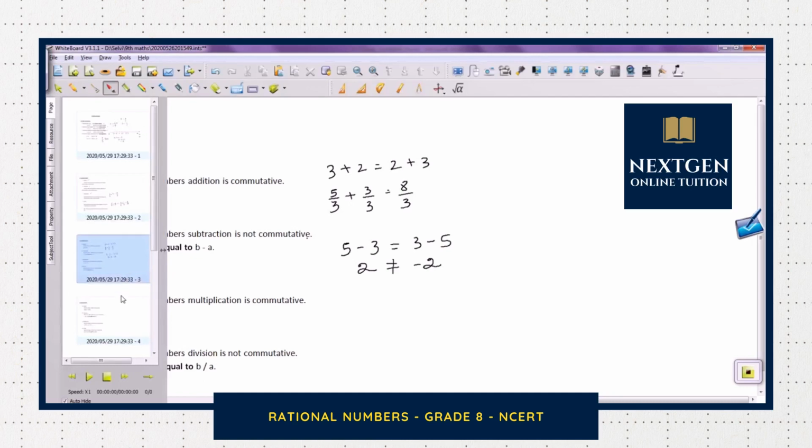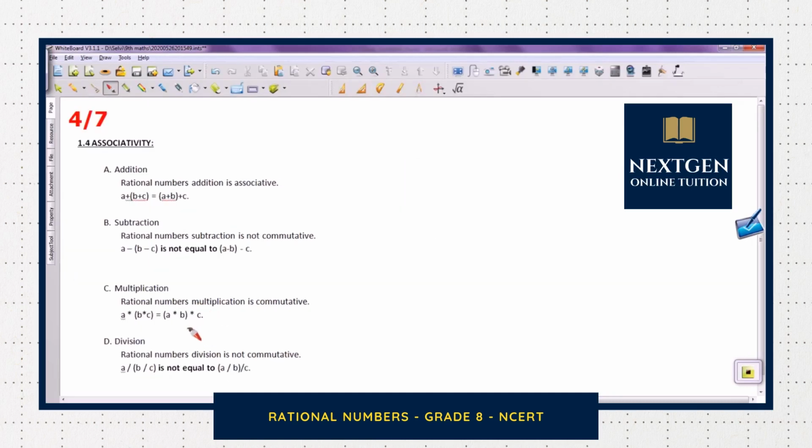Our next property is associativity. Associativity is nothing but adding the numbers in any order. That is 3 plus 5 plus 6. If I first add 5 plus 6, the answer is 11. If I add 11 and 3, I get 14. Instead, first I add 3 plus 5 and then I add 6. 3 plus 5 is 8, 8 plus 6 is 14. This is satisfied. So the grouping doesn't matter for addition.